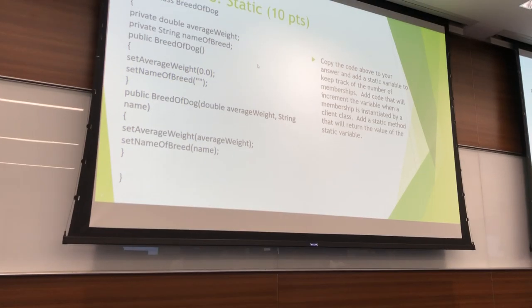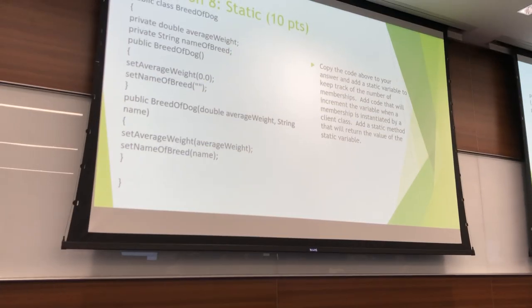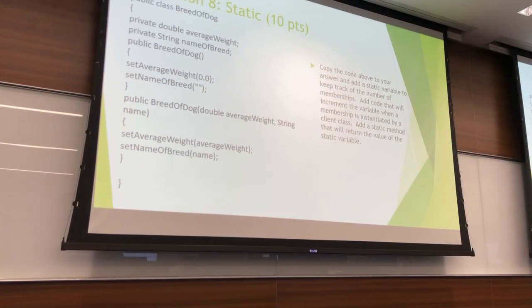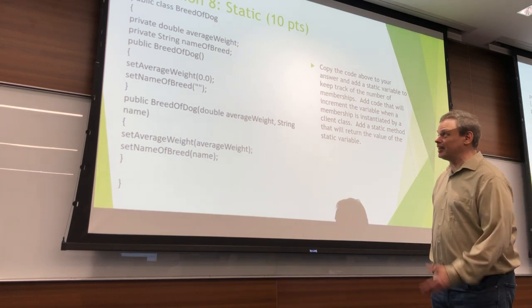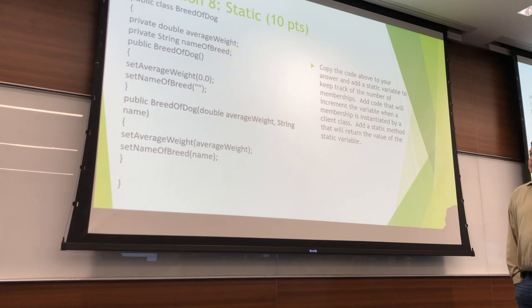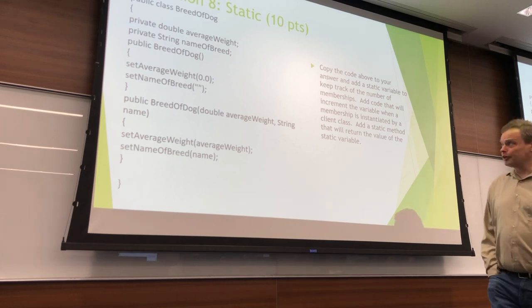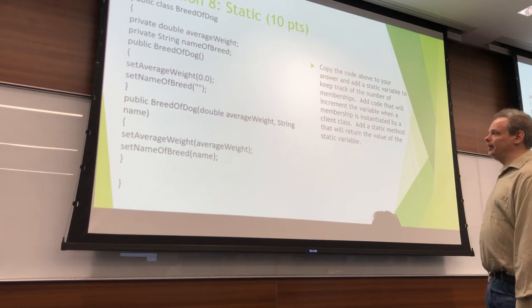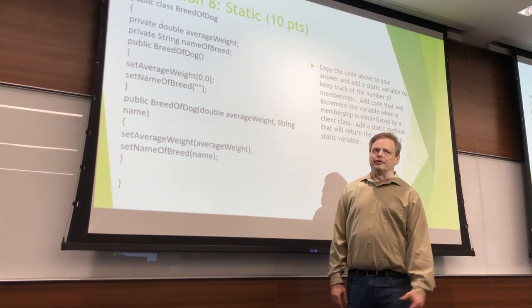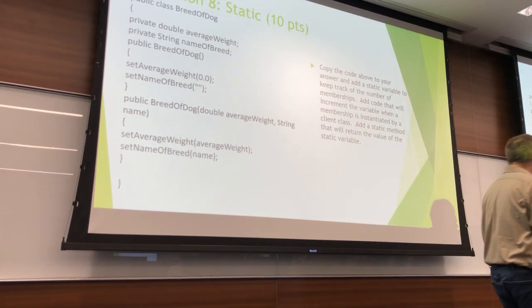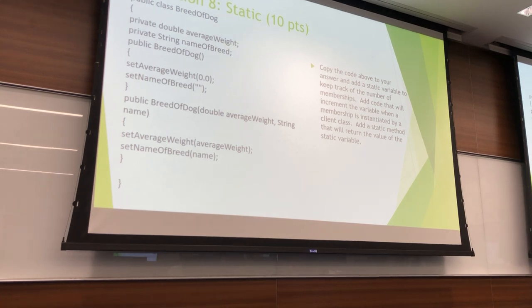Okay. So, we've got this class called Breed of Dog. It has an average weight and a name of the breed. It has a constructor. The default constructor just sets the average weight to 0 and the name of the breed to an empty string. The argument constructor takes an average weight and a name, and it sets the average weight to the average weight and the name of the breed to name. That's all that's relevant for this particular question.